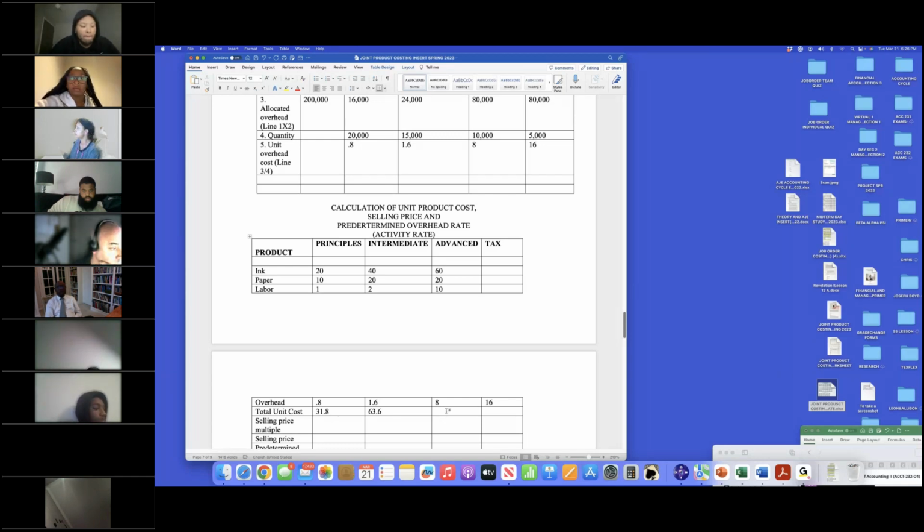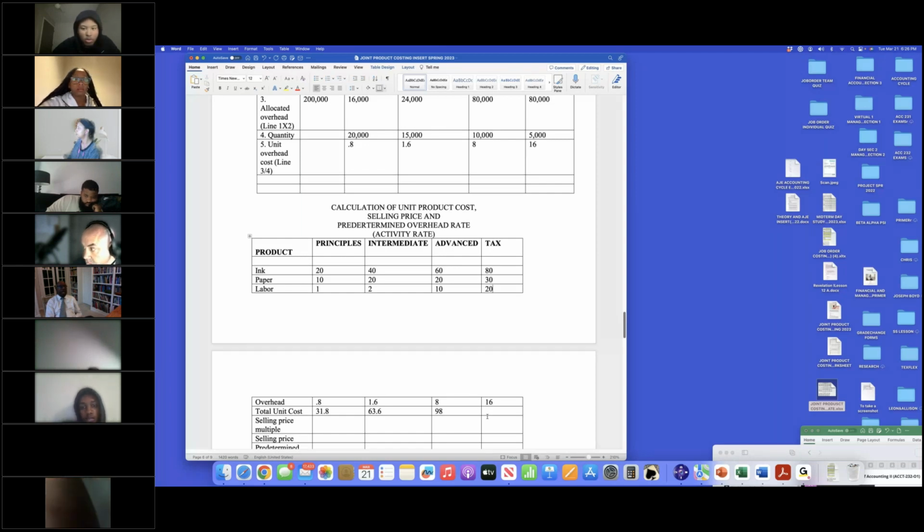Take your word for it. What about for the tax book? We have 80 plus 30 plus 20 plus 16 for overhead to get 146. So this is how much? 146.